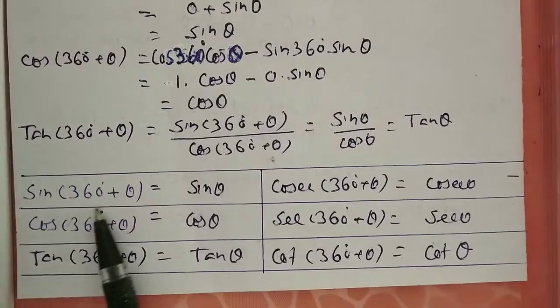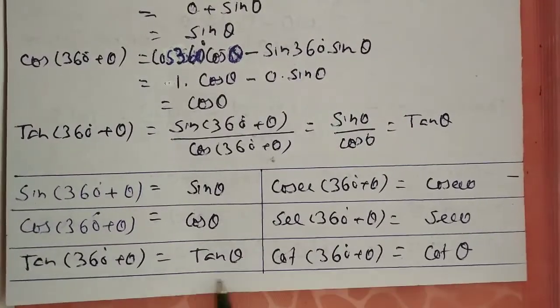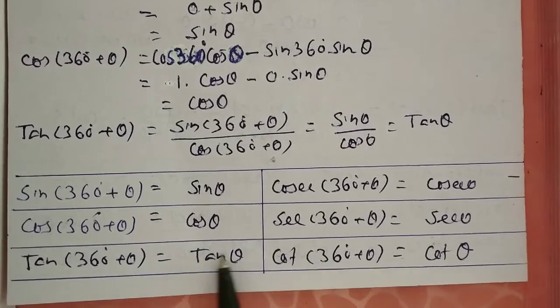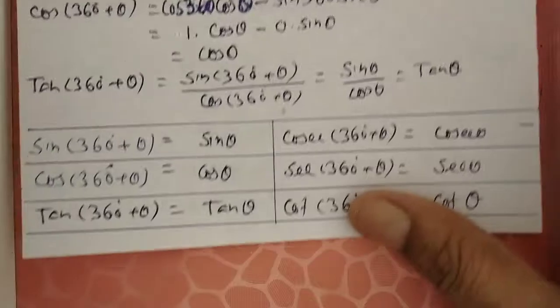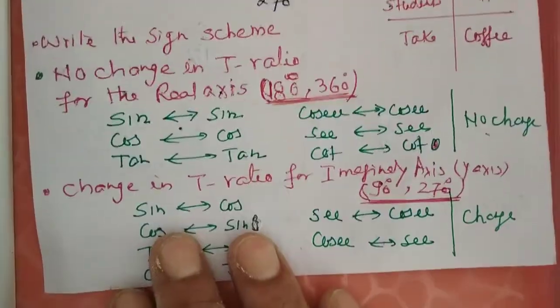Sine remains sine, cos remains cos, tan remains tan, all are positive, already proved. So cosec remains cosec, sec remains sec, cot remains cot. Now let us come to this. First of all, know the rule.